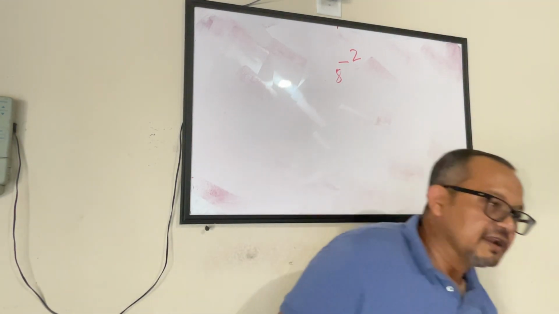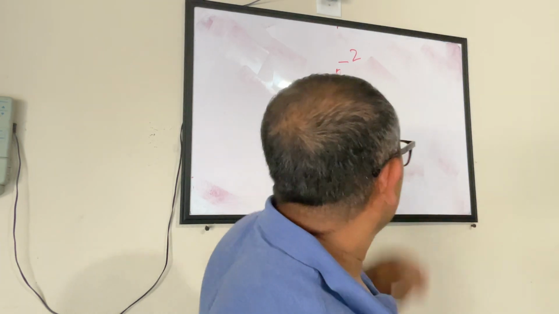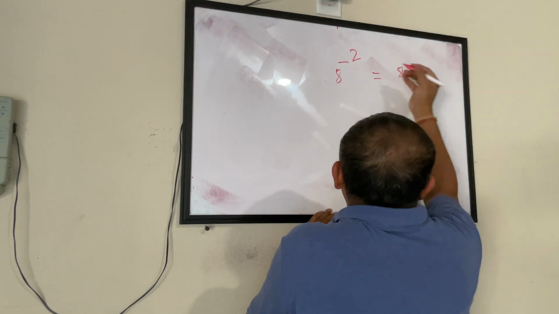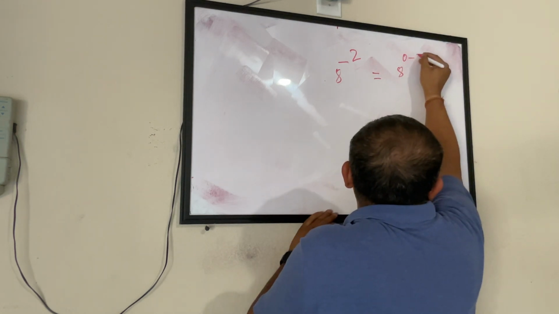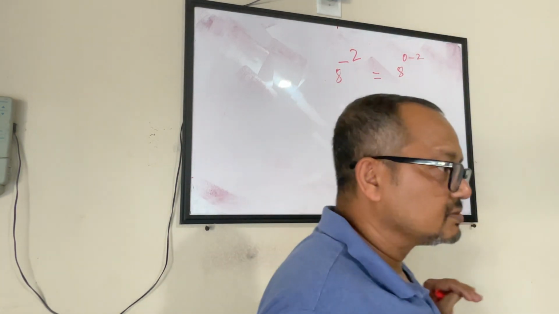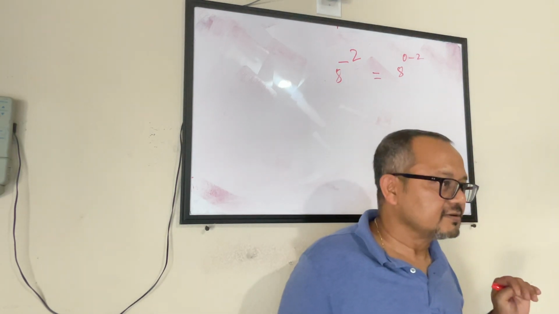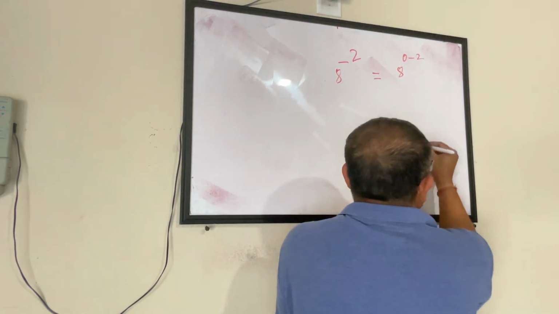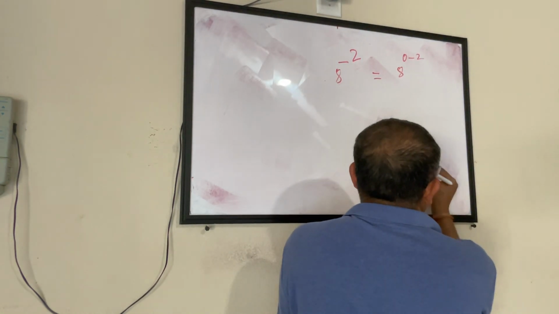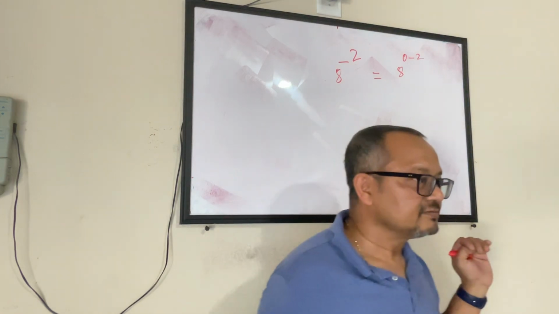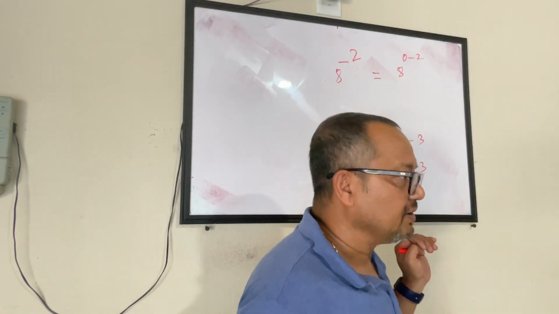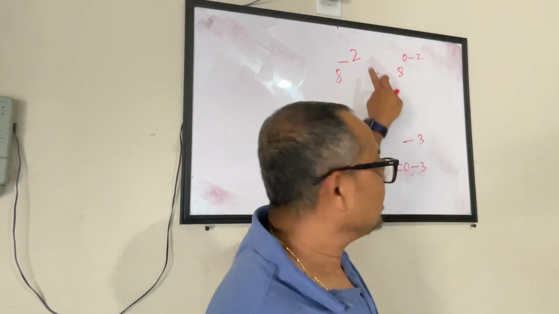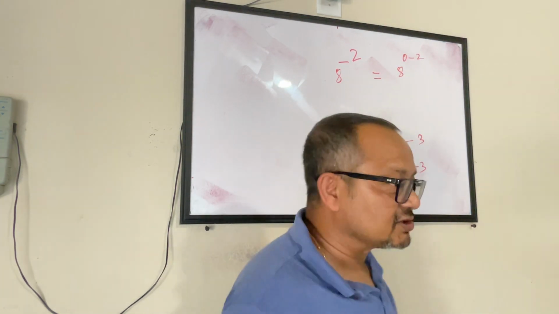Okay? Now, what does it mean? I'll explain this. If a to the power minus 2, can I say a to the power 0 minus 2? Something, minus 3. Can I write this as 0 minus 3? Yeah? So, a to the power minus 2, can I write this as a to the power 0 minus 2?